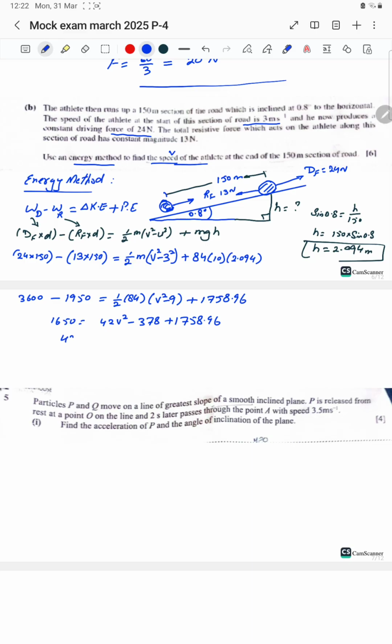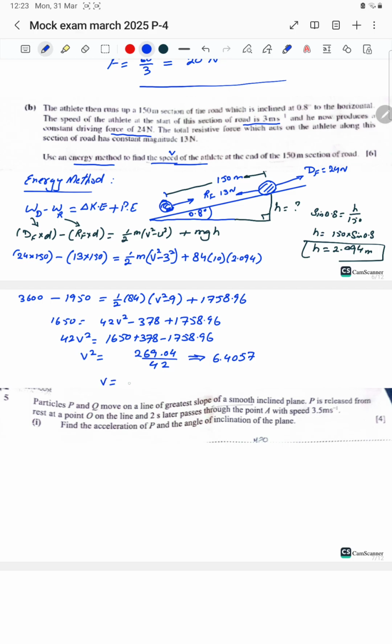Okay, we get 42 v square is equal to 1650 plus 378 minus 1758.96, and do this on the calculator. 1650 plus 378 minus 1758.96, we get 269.04. So v square is 269.04 divided by 42, and I will get 6.4057. So the square root of this answer will give me the final result.